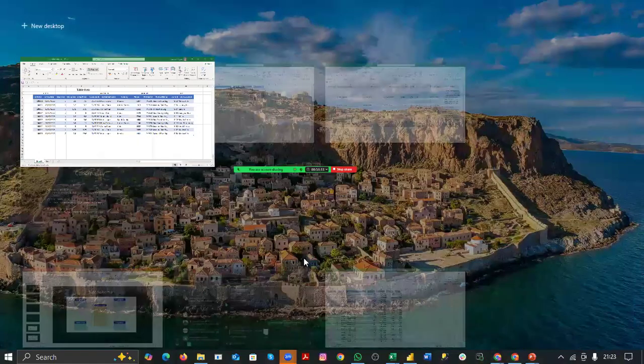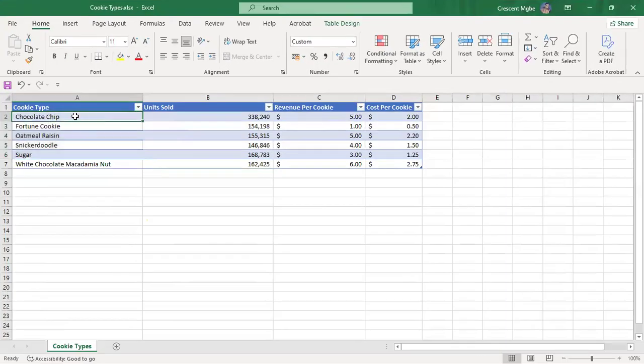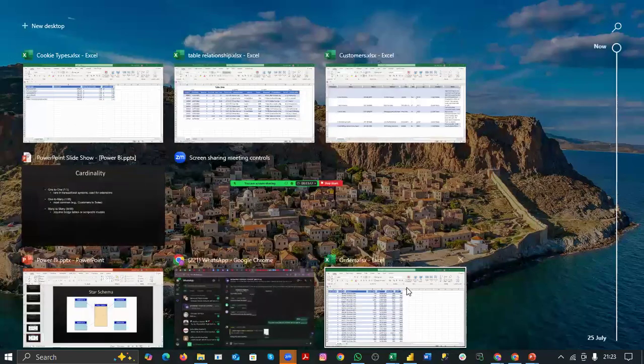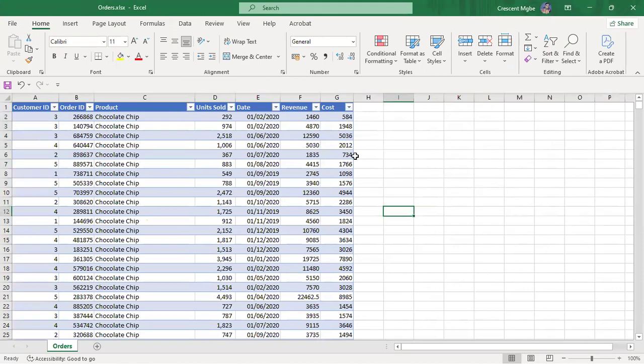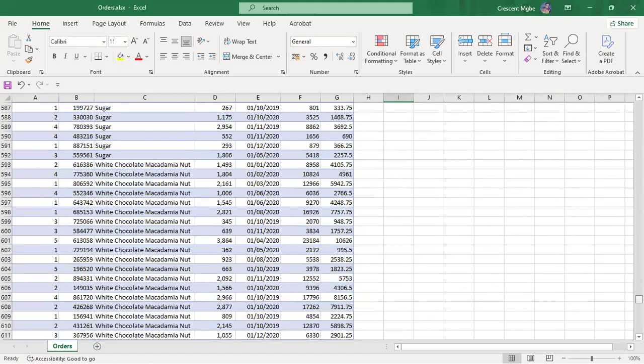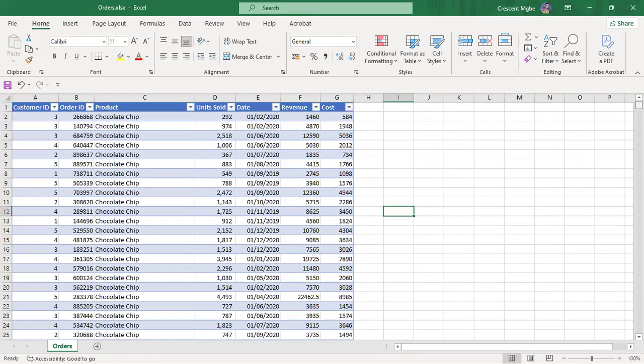Now, let me take you back to the bigger table. You can see that this company sells only this type of cookies and no other kind of cookie. So all their customers that are buying their cookies must buy one of these types of cookies that they sell. Now let me take you to the final table, which is the other table. Look at the other table now. It is bigger, so many rows, about 700 rows.